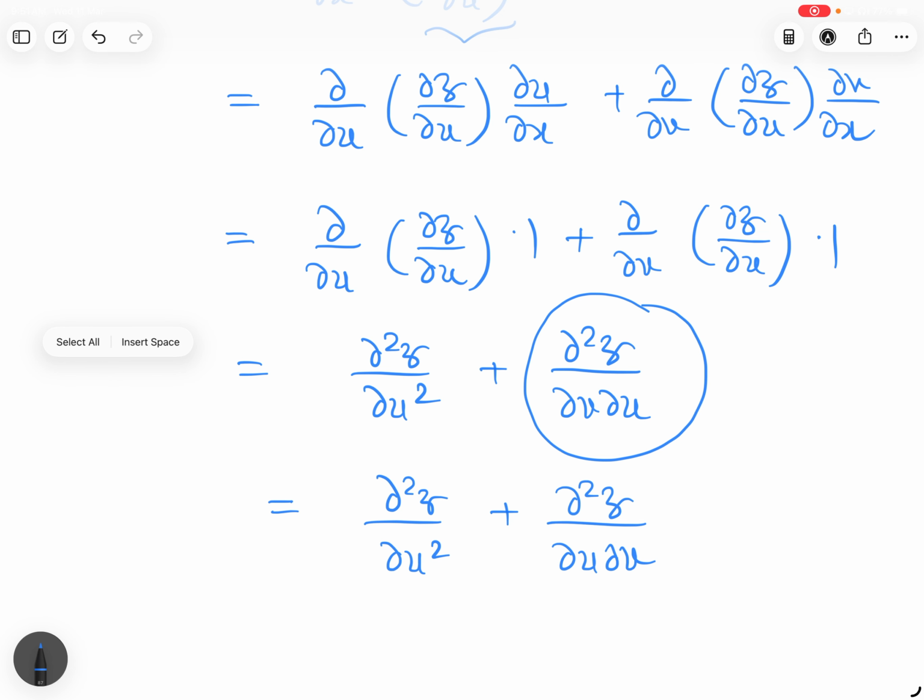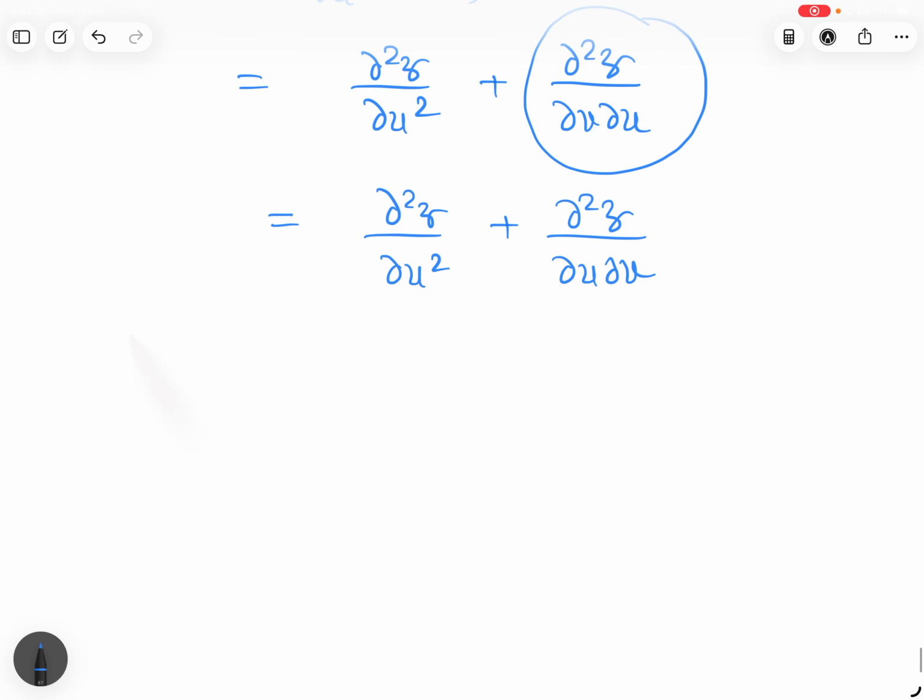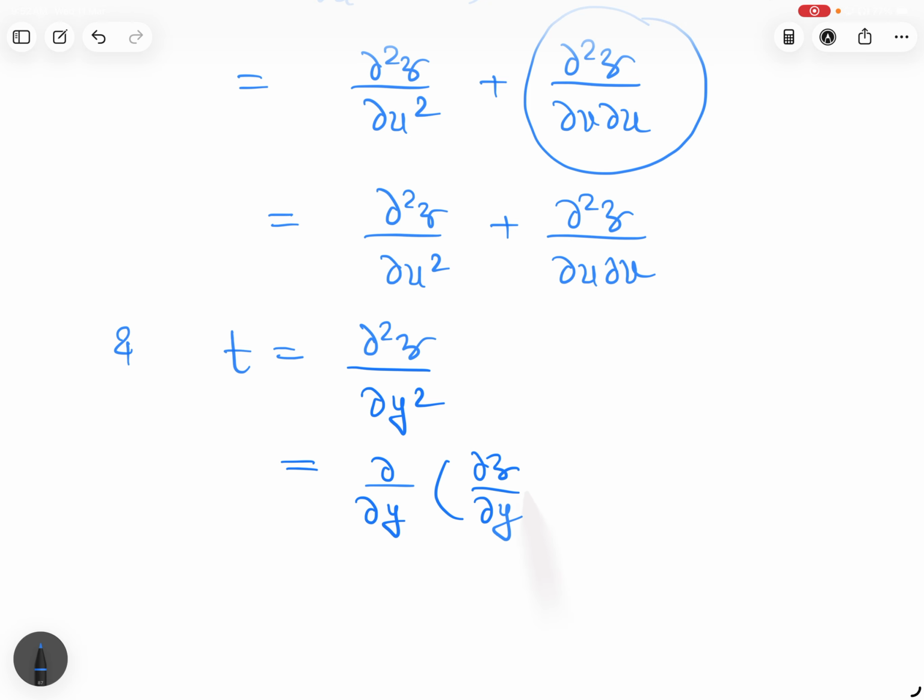Now again we have to calculate T, because in the given PD, S and T are also there. That is why we are calculating S and T. Earlier we also calculated small r. Okay, so now what is T here? Del 2Z del Y square. So we can write del upon del Y, del Z upon del Y. Again we have to put the value of this.